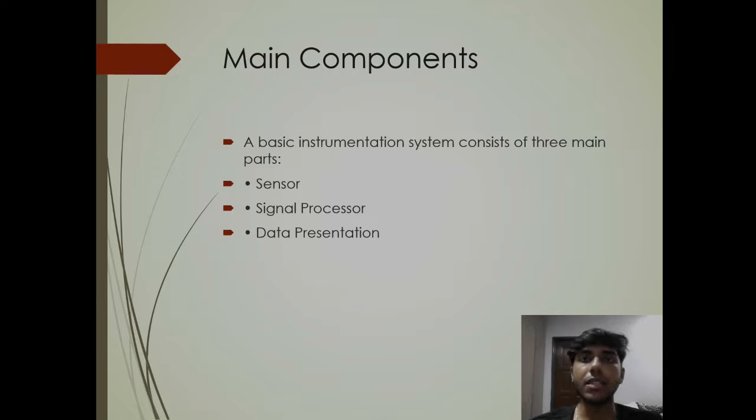A basic instrumentation system consists of three main components: sensor, signal processor, and data presentation. Each component plays a different role in collecting and presenting measurement data.